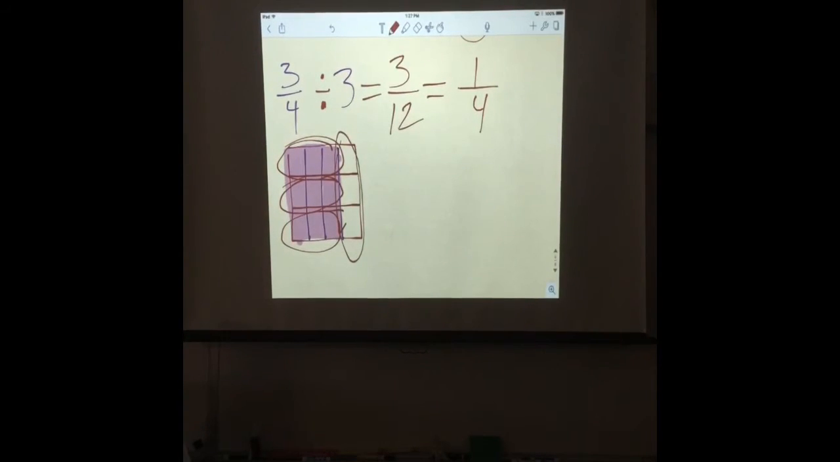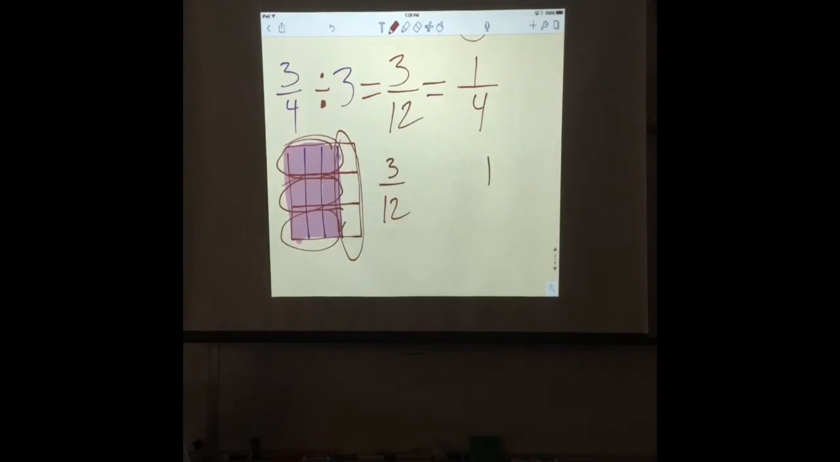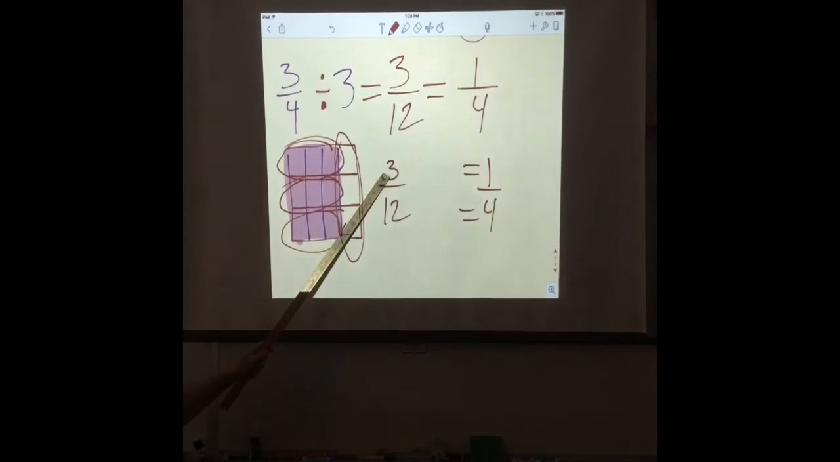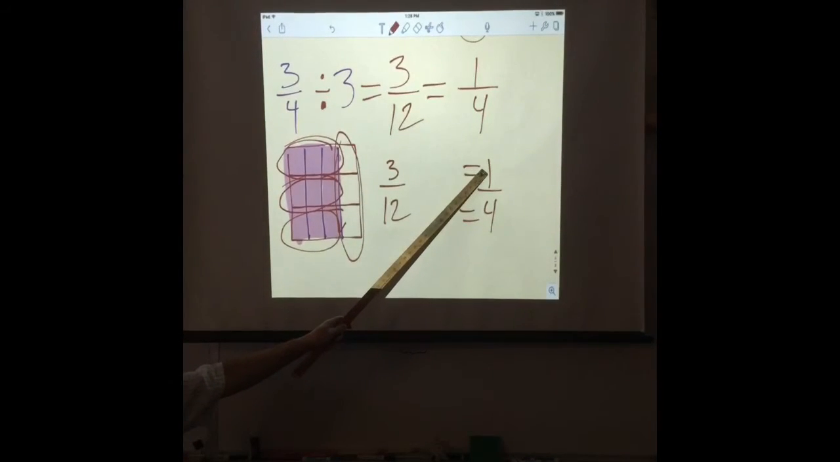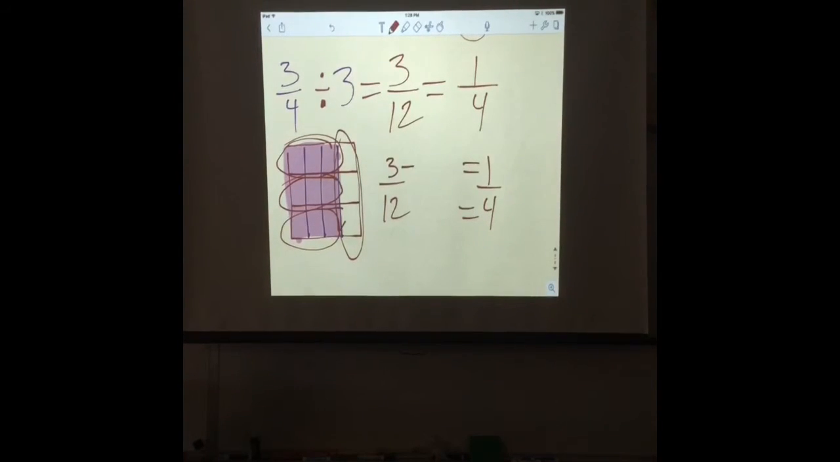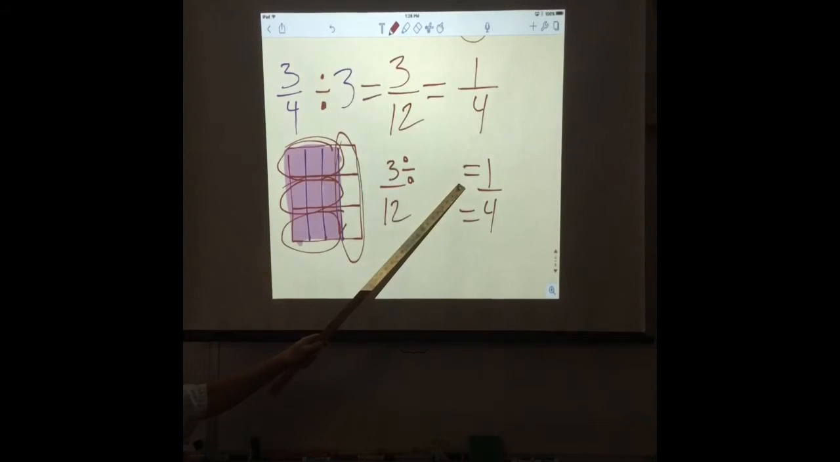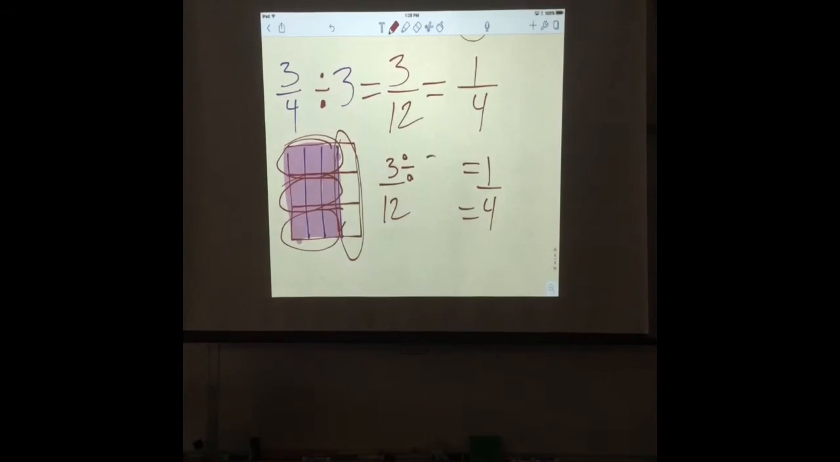So actually, 3/12 is the same as 1/4. You're going, how is this 1/4? Here's my question. How could I turn the 12 into a 4? Or how could I turn the 3 into a 1? Ooh, there's our clue, isn't it? How could I turn this 3 into a 1? Divide it. I could divide it by 3, right?